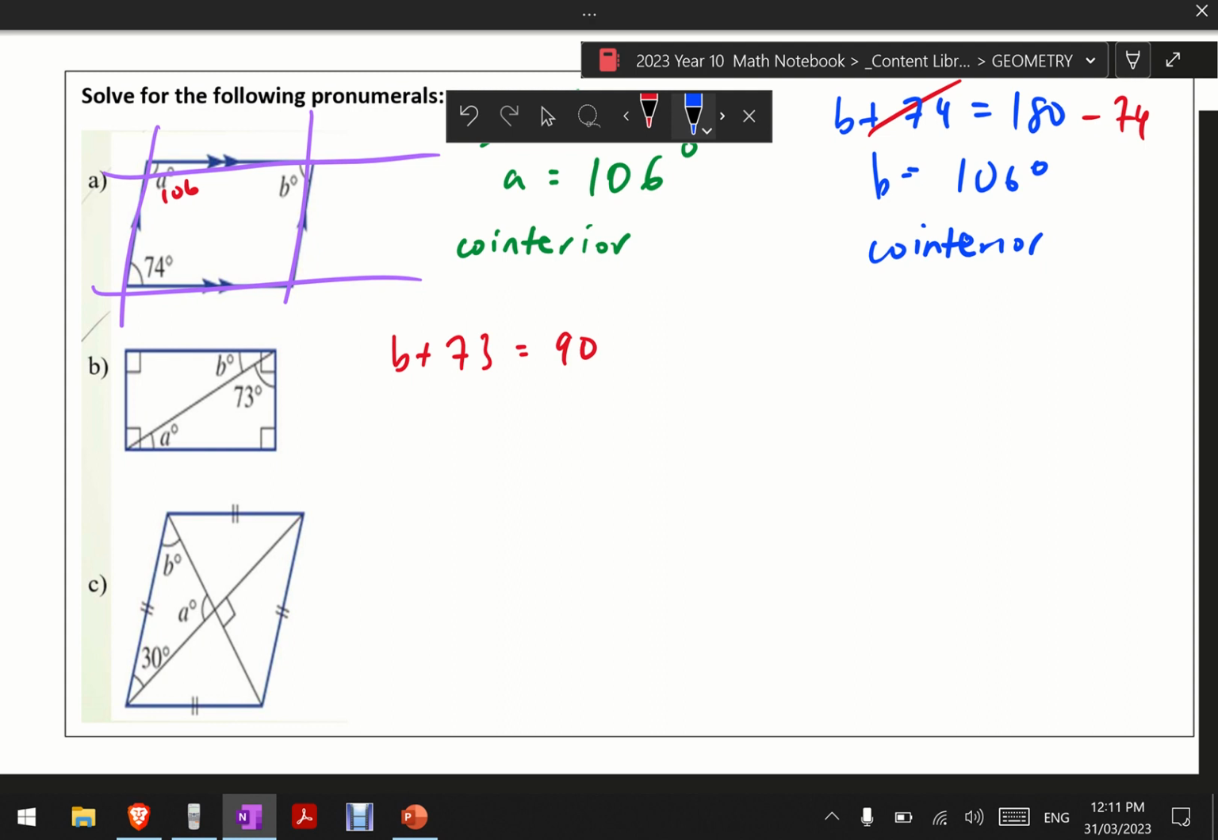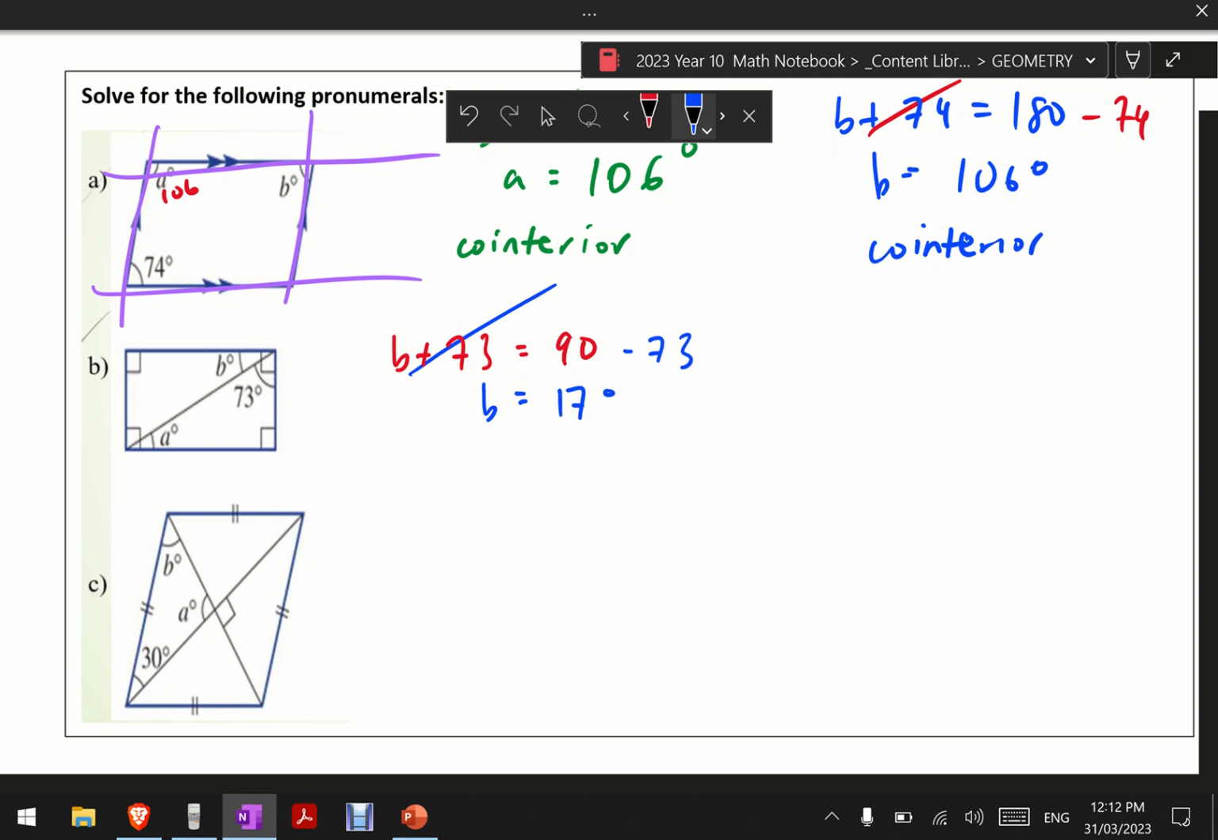Georgie, you want to give this a crack? That's right. Okay, that's all right. Then, what's the next step from here? Isolate B, yeah? So what am I doing? It's a plus here, so when I move it to the other side, it becomes minus. So B is equal to 17 degrees.